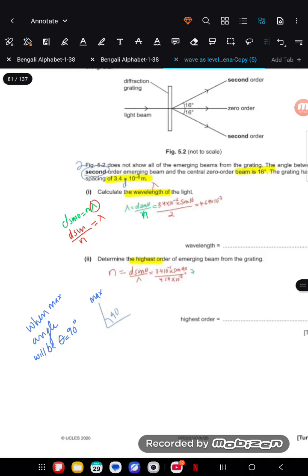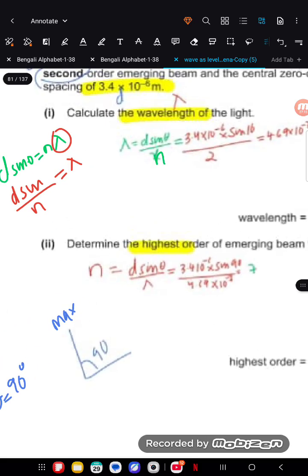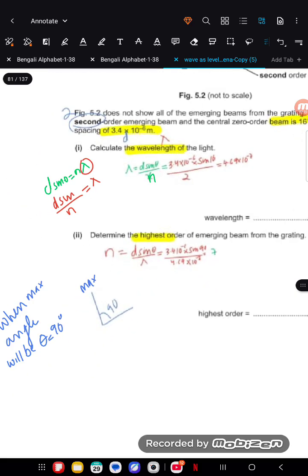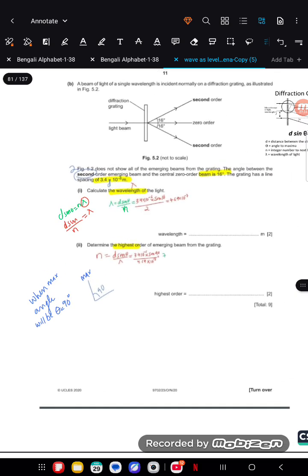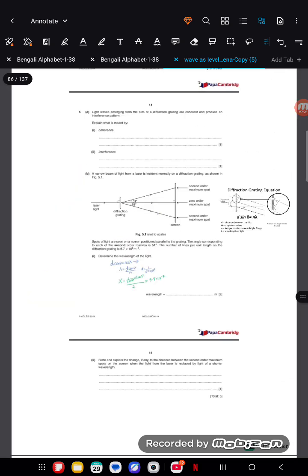So in sine 90, how many orders are there? You will find that. So arrange the formula: theta divided by wavelength, so there are 7 orders. There are 7 orders. So this is also very easy.